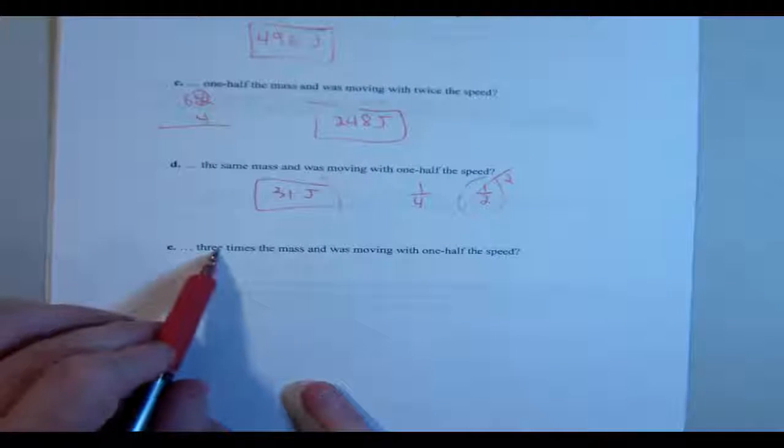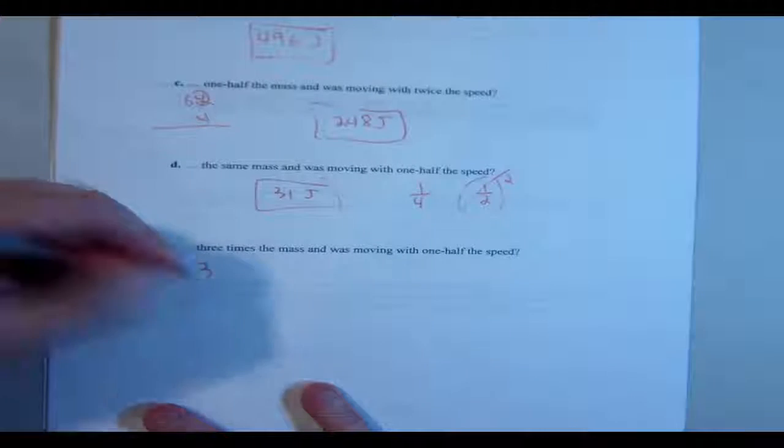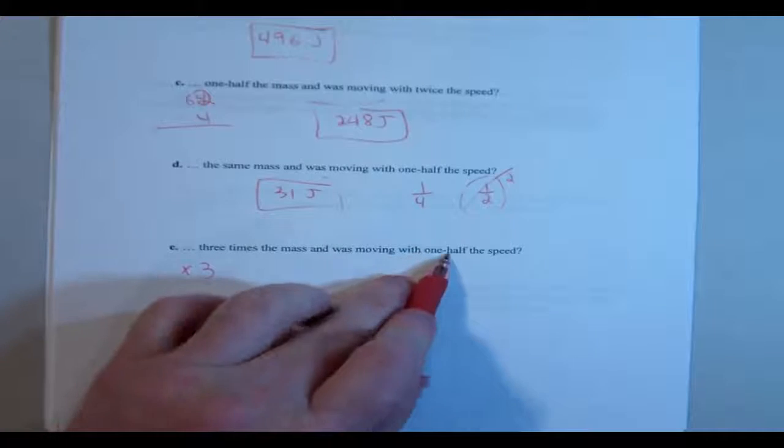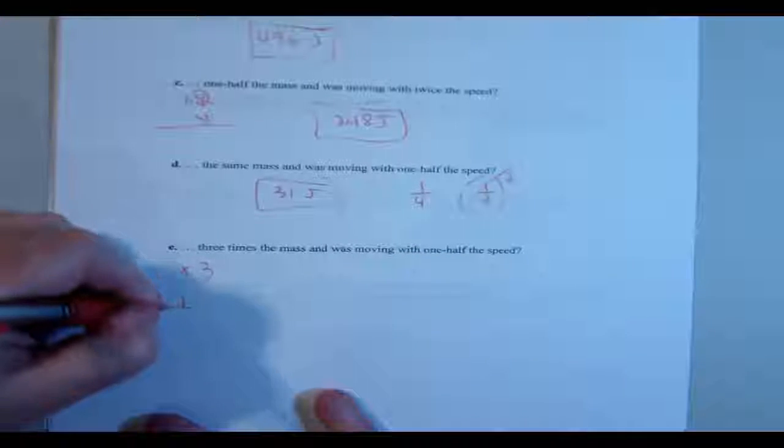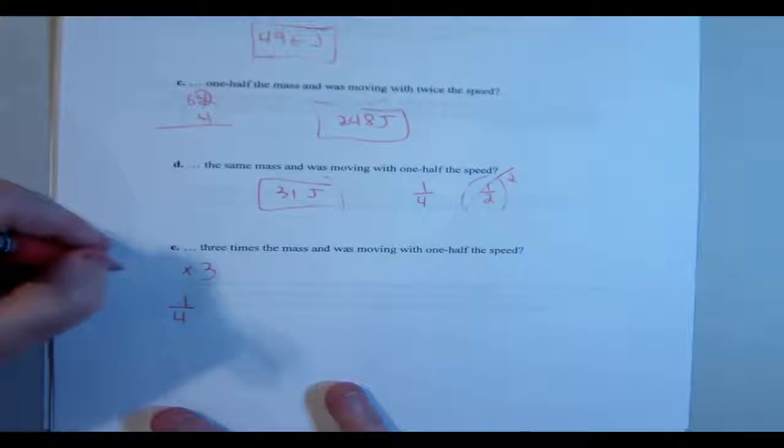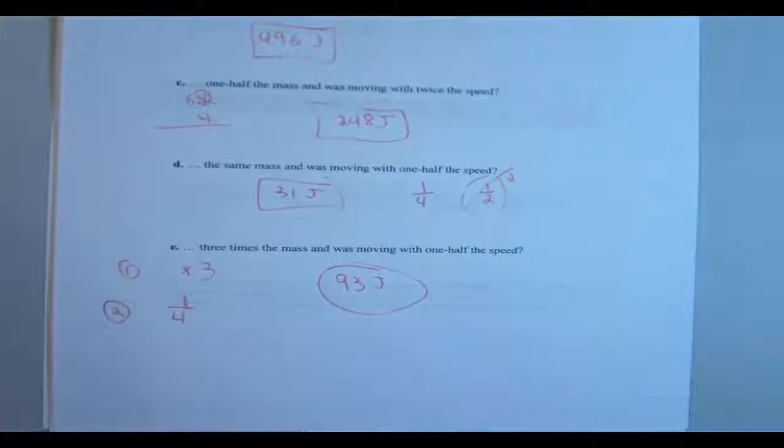3 times the mass, 1/2 the speed. Okay, again, one step at a time. 3 times the mass, multiply it by 3. So first thing you do is times 3. Then 1/2 the speed, divided by 4. So step 1, step 2. You should get 93 joules. Bam. Hopefully you guys got that. Pretty easy, pretty straightforward.